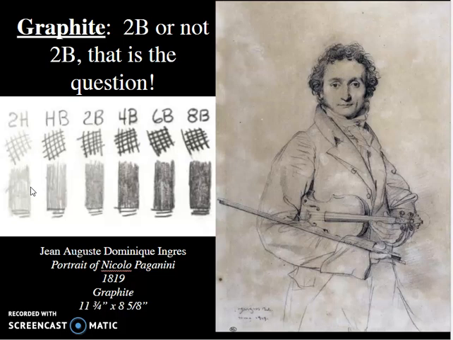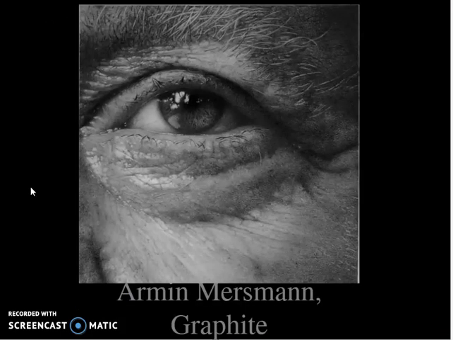I want to quickly show you an example of a drawing by an artist named Armin Mersmann. He's actually an artist up in Michigan, so very nearby. I had the chance to meet Armin when he was giving a lecture at St. Francis and had an exhibition here in Fort Wayne. His work is incredibly detailed. If you did not know that this was graphite, you might mistake it for a photograph. And so it's that attention to detail that is just so exquisite with graphite.